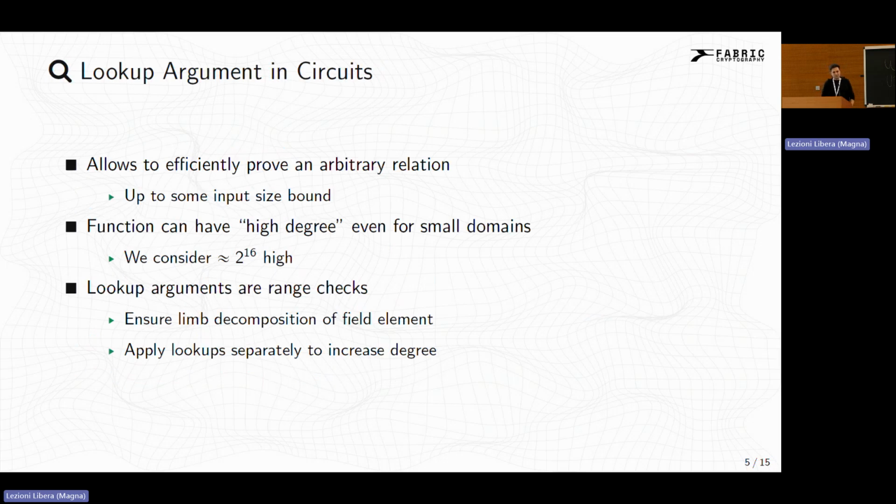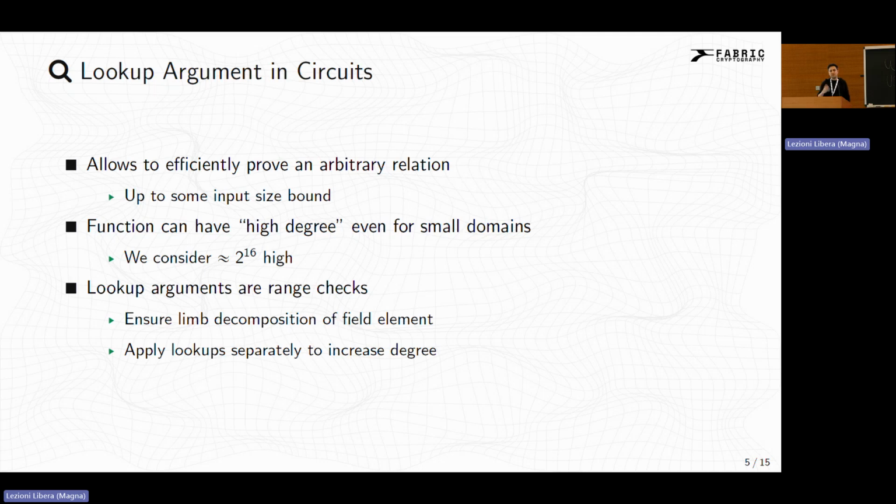Okay, so this lookup argument, or at least modern lookup arguments in ZK protocols, allow a prover to prove an arbitrary relation. This is true, of course, only to some extent, and this limit is mainly the input size. So we have some input size limit. For example, we can prove relations of 16 bits of entropy, so 2 to the 16, if they're invertible, right?